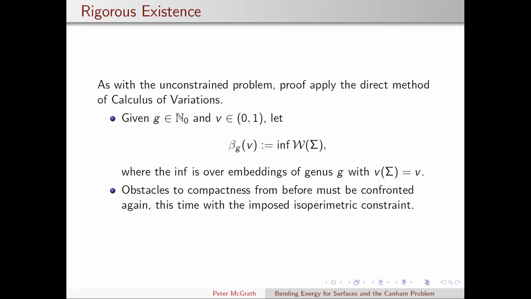Okay, so that's clear. And now we have to confront the same obstacles we had before, except there's a little bit more. So we have to confront basically the same issues we did before: the possibility that I could have this divergence in moduli space, the possibility that I could have this convergence with multiplicity 2, but every time I have to only be looking at surfaces that have this fixed isoperimetric ratio. So I have to work a lot harder.